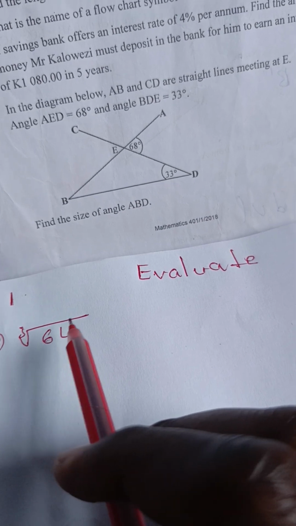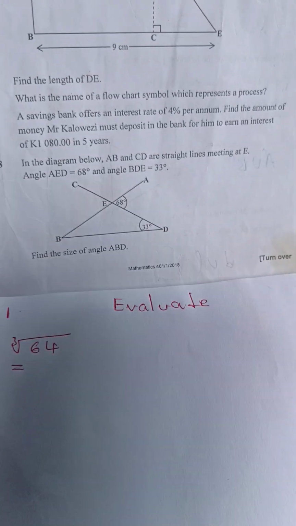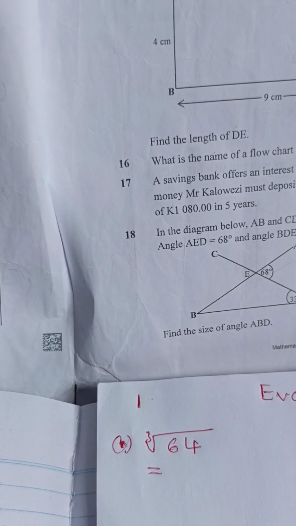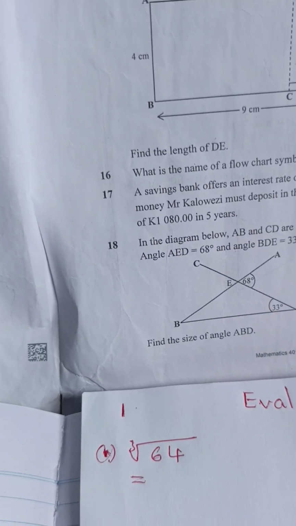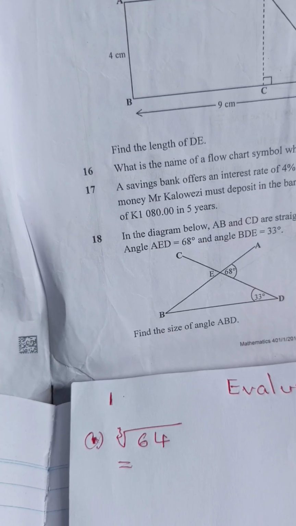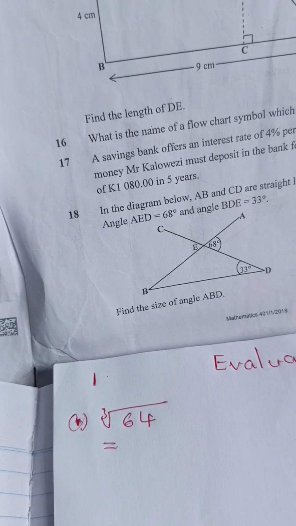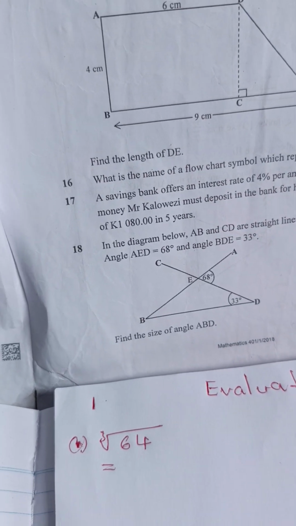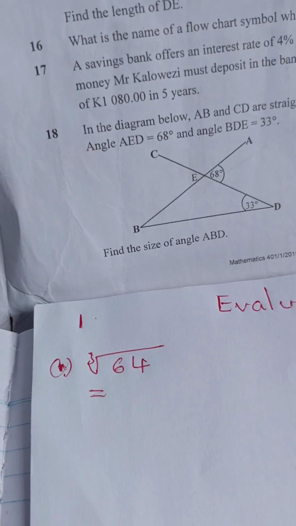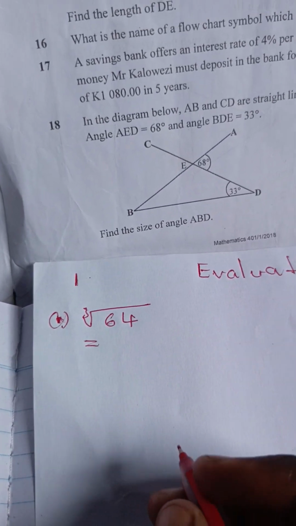Now as you have seen here, they have put a cube root and 64. What they're trying to say is you look for a number that you can multiply 3 times and should give you 64. That's the meaning of the cube root. We have to find a number, and you are not allowed to use the calculator because this is paper 1.